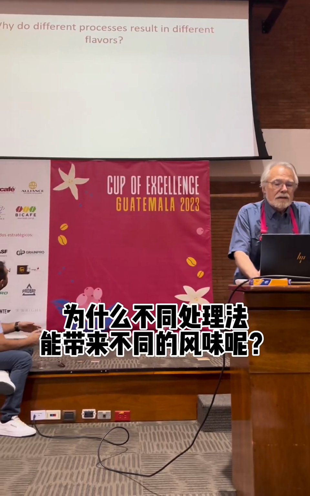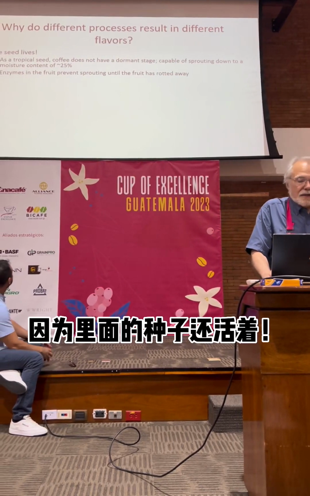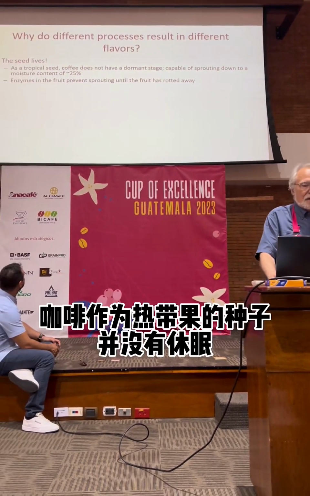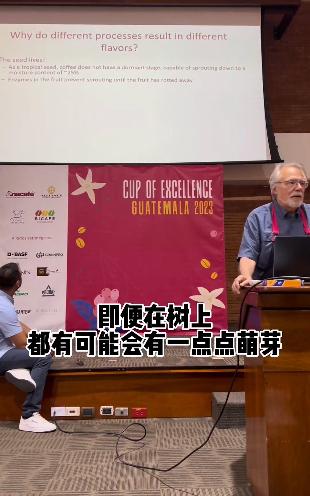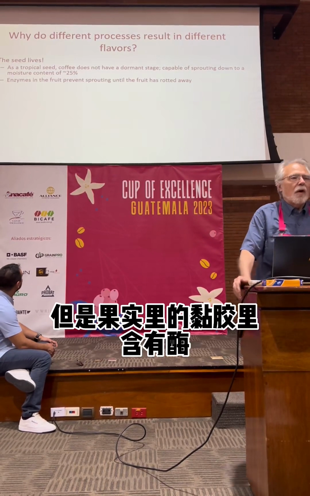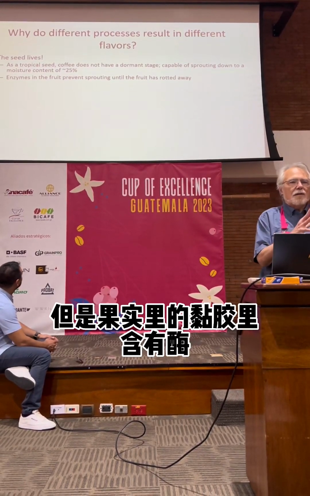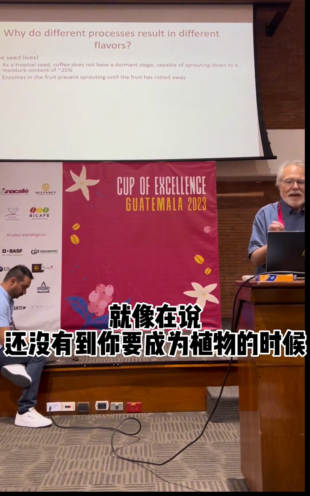And one of the reasons that these processes result in different flavors is that the seed lives. As a tropical seed, coffee does not have a dormant stage. It's capable of sprouting even when it's still on the tree a little bit. But there are enzymes in the mucilage in the fruit that prevent it from sprouting, that say it's not time to become a plant yet.